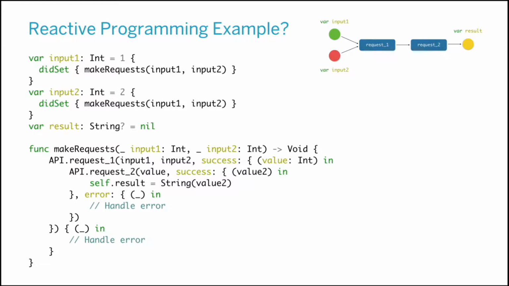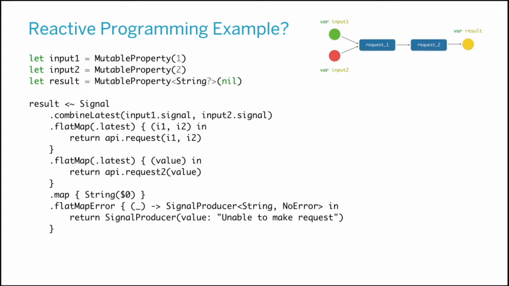And now a reactive version might look something like this. We've converted our two input properties to these mutable properties, which are basically wrappers around the properties that allow us to model these streams. We've also modified our result property to be one of these mutable properties. We're then going to, in some kind of setup code, it could be init, it could be viewDidLoad or something, say that everything that comes on the stream to the right of this operator, the small arrow there, we want to bind all those values into result.